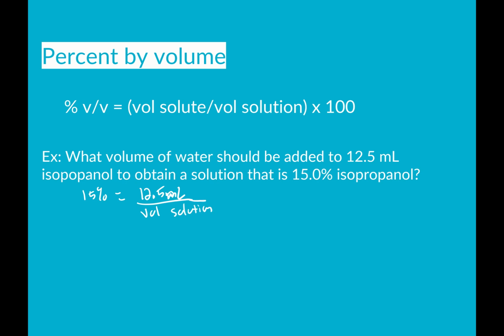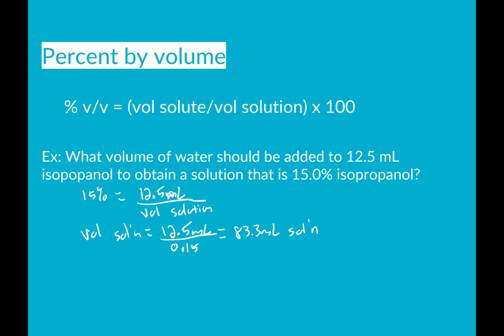So if we rearrange this, we see that the volume of the solution is just 12.5 milliliters divided by our 15%. So our solution would be 83.3 milliliters. Now this is where we want to be careful, because this is the volume of the solution, but we're asked specifically how much water is there.